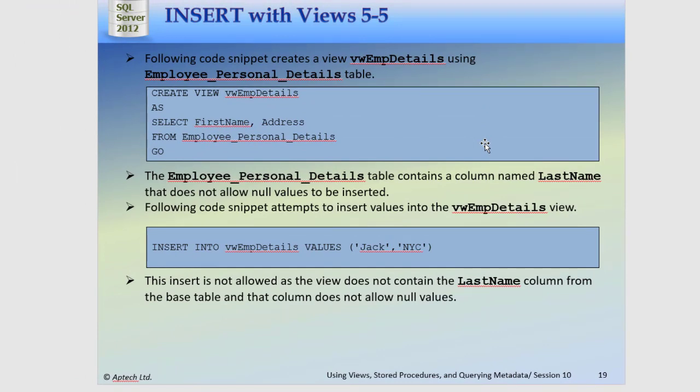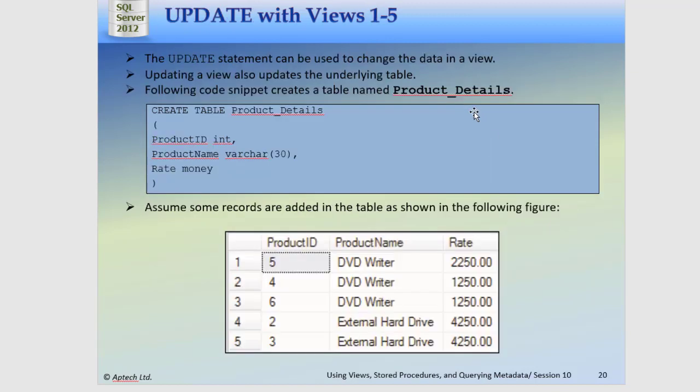The last name column does not specify what? It does not allow nulls. We are saying that the insert fails because the last name column from the base table does not allow null values, and even the one for the employee ID.